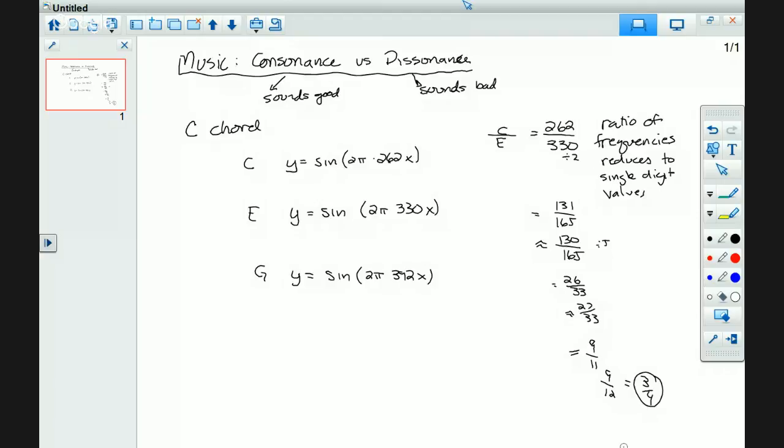How are we gonna do that? Okay, so you would show C to E, yeah, and then you would show the E to the G, and you would also do the C to the G.